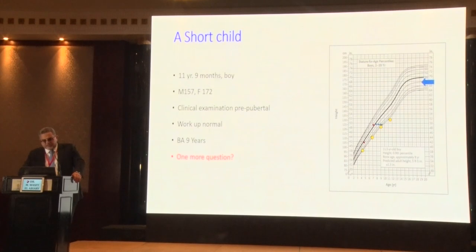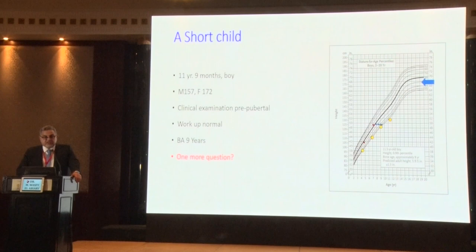Well, this will be very quick. A short child, 11 years 9 months, mother 157, father 172. You can see that the mid-parental centile, by the blue arrow, is around the 25th centile. Clinical examination, he's prepubertal. Work up is normal. The work up we mentioned earlier, all is normal. Bone age is delayed, and you can see from the yellow dots of his height that he is maintaining a normal growth velocity, albeit a small one, but it is normal growth velocity. I mean, a small centile.